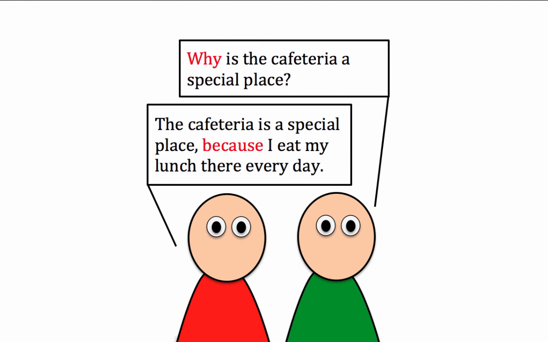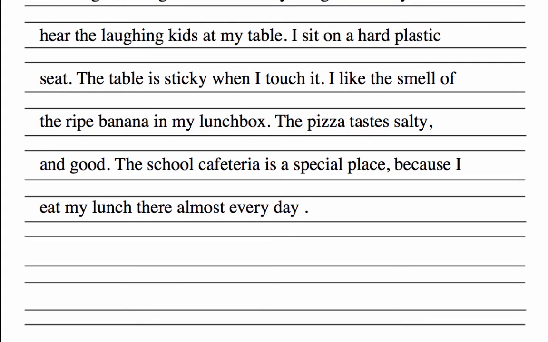The last sentence or sentences in your story tells your reader why this place is special. Only you know why, so you have to say it in your story. The cafeteria is a special place because I eat my lunch there almost every day. The word because answers the why in the reader's mind.